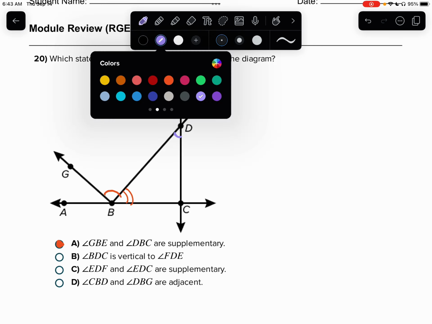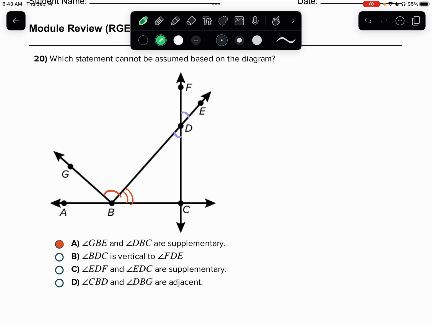Next, EDF and EDC are supplementary. So EDF, this angle here. EDC is this angle here. These two are next to each other on the same straight line. They're the only angles on that straight line with each other. So these two angles add up to be 180 because they add up to be a straight line. So C is also true.